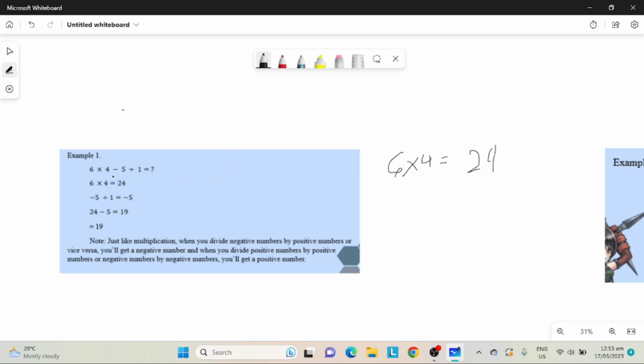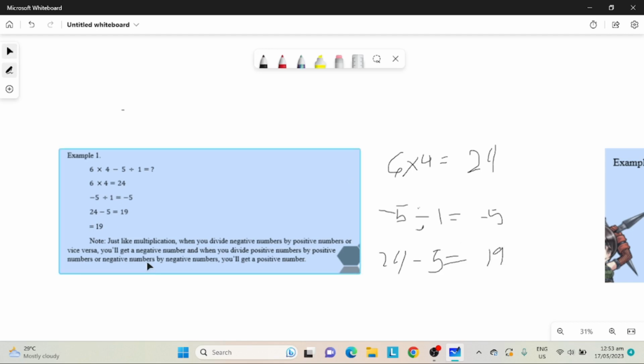Then we do the second part, which is the negative 5 divided by 1, which is negative 5. After that, we do the remaining operation. We bring down the 24, then the negative 5, and 24 minus 5 is equal to 19.